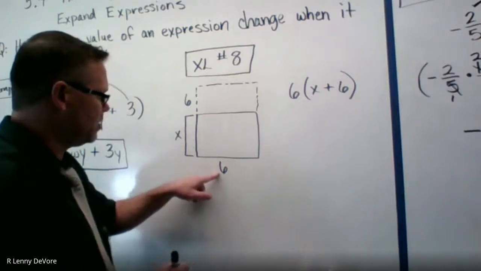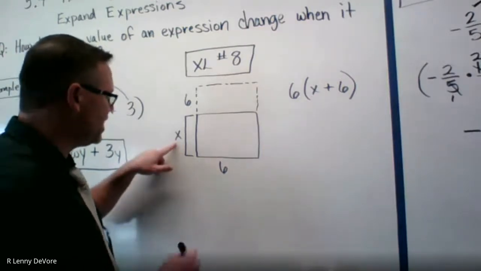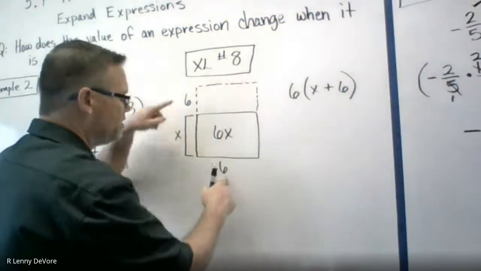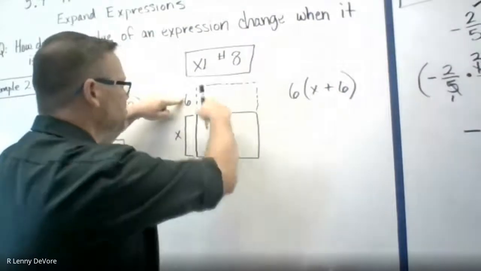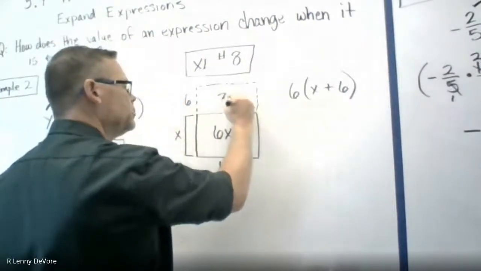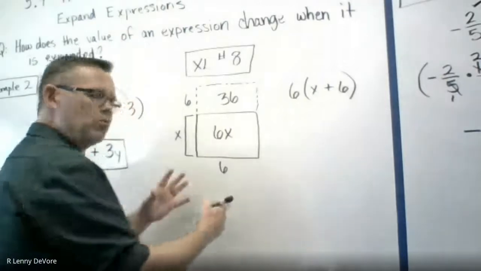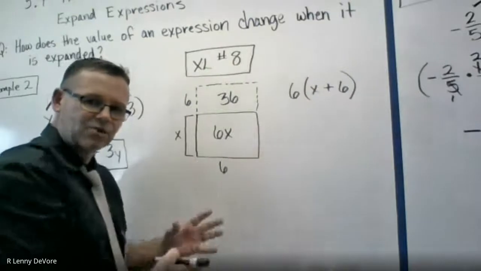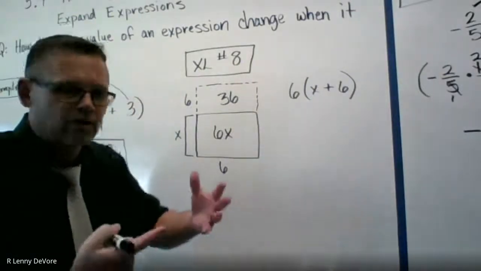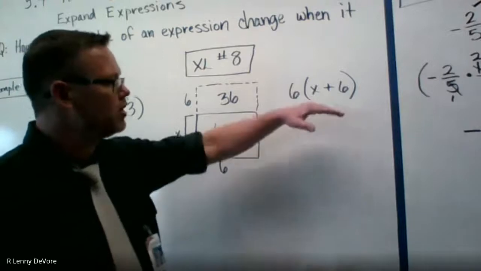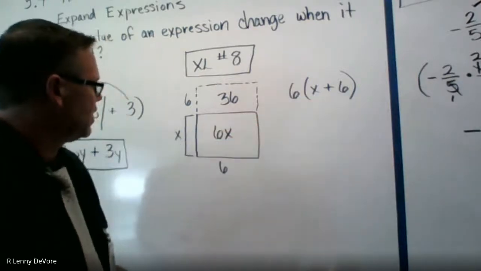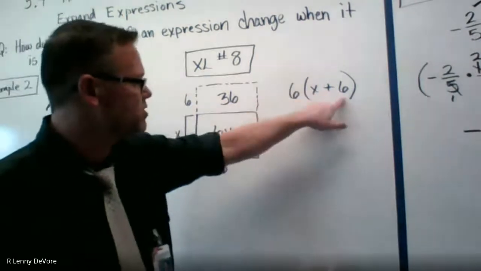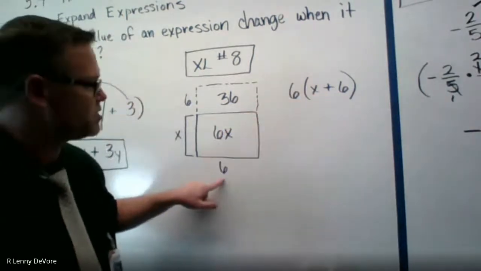This 6 right here would be multiplied by this to find the area here, which is 6x. And then this 6 would be multiplied by this to find this area, which would be 36. See how that works? And I can't combine the 36 with the 6x, so that ends up being my area. We would add those two together. The way we would look at that is like this, okay? In other words, x plus 6, x plus 6, and I multiply it by 6 on this side.